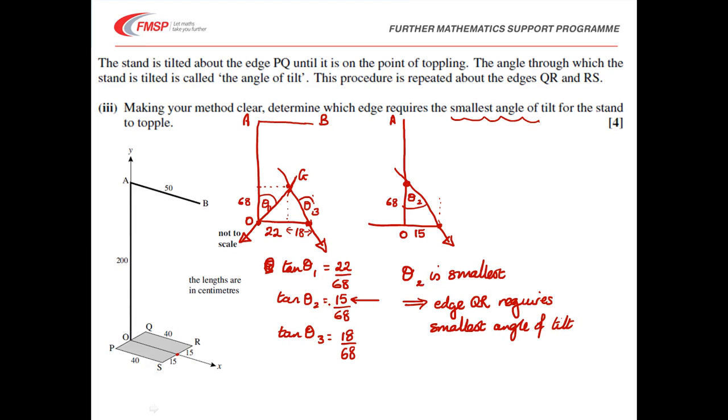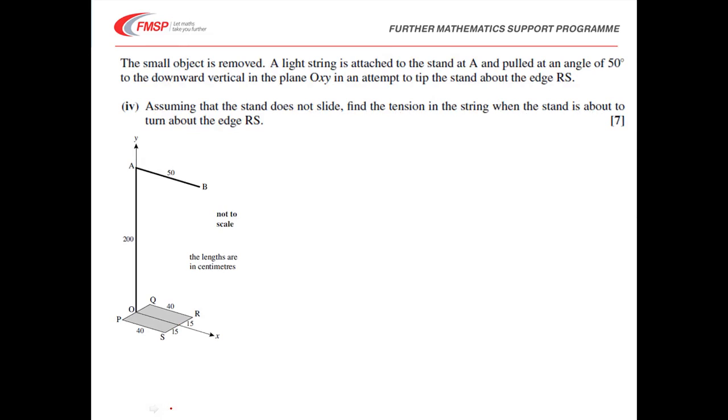Okay, and a quick look at the mark scheme on that one. Noting that you need to look for the smallest angle, or the smallest distance, if you like, is a method mark. Being able to calculate at least one of the distances gives you a B mark, and being able to calculate all three gives you another B mark, and explaining that that means that QR is the correct edge to tilt about gives you the final answer mark in that case.